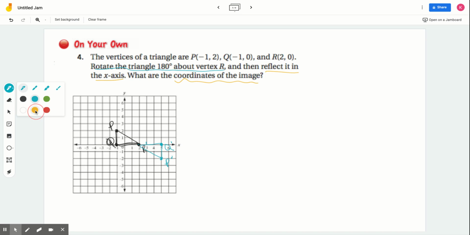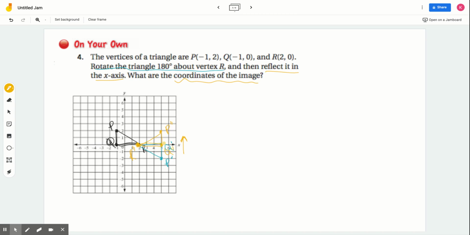Now we need to reflect it in the X axis. So we're going to reflect it across the X. So since R and Q are already on the axis, they will stay the same. So here we will have R double prime, Q double prime, which I know is a little hard to see here, but we'll have those in the same spot. And then P will flip over 2 spots away from Q. So P double prime. So here, now we've drawn our rotation, we've drawn our reflection.